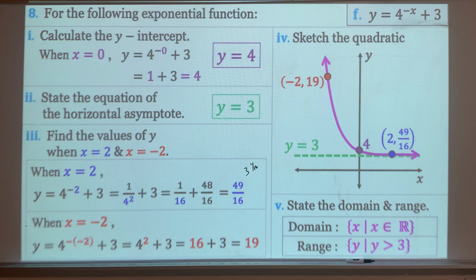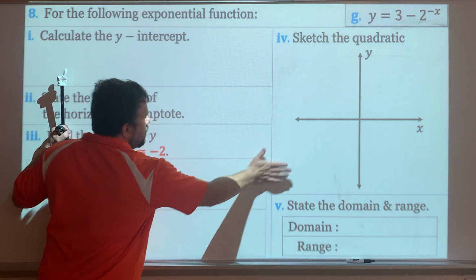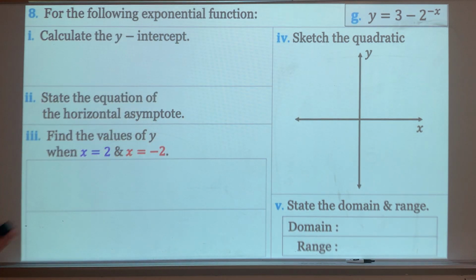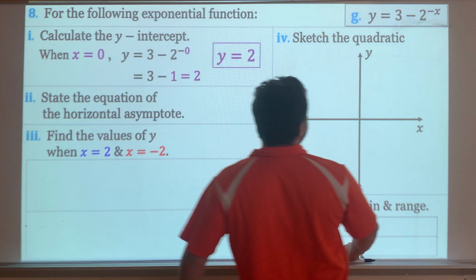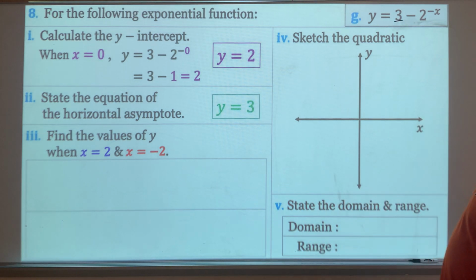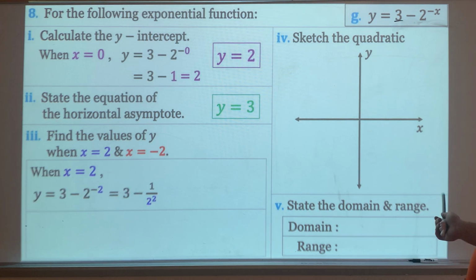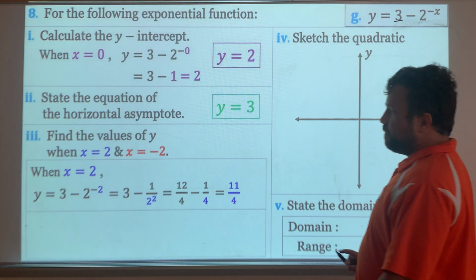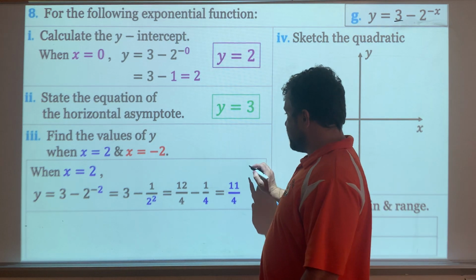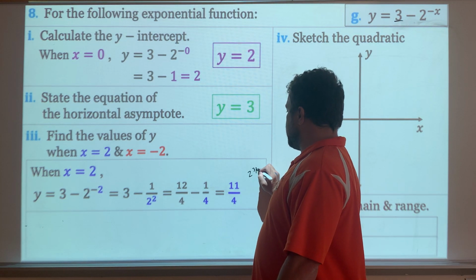Two more of these. Calculate the y-intercept. When x is 0, 3 minus 2 to the negative 0. 3 minus 1 is 2. So y equals 2 is my y-intercept. Horizontal asymptote is in front again, so it's 3, y equals 3. The values, x is 2, 3 minus 2 to the negative 2. Okay, 3 minus 1 over 2 squared, 3 minus 1/4 is 12 over 4 minus 1 over 4 is 11 over 4. All right, you could also say, as we did before with this one, I think, 2 3/4.